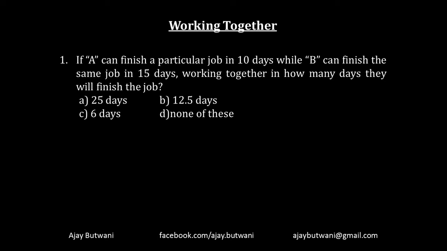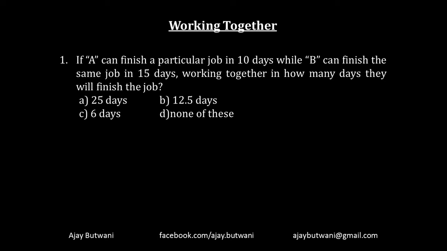Now, if you have this mindset that if A can do the job in 10 days and B can do it in 15 days, together they will do it in 10 plus 15 upon 2, that is the average of 10 and 15, that is 12.5, please clear this mindset right now. Because if A can finish the job in 10 days alone and B, who can do the job in 15 days, is helping him, do you think both of them are going to take more than 10 days? No.